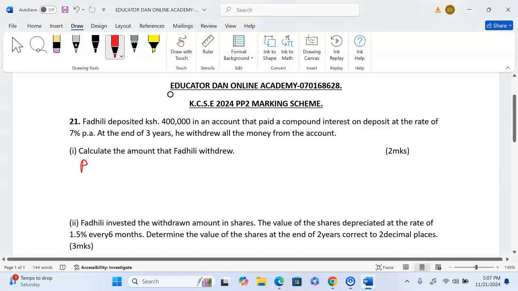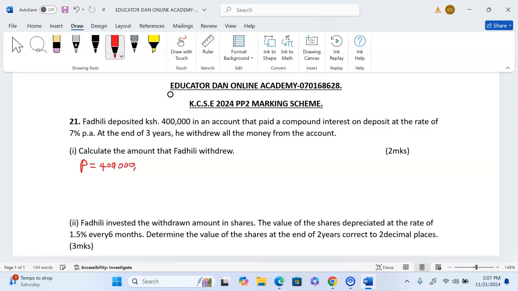The amount deposited gives us our principal, which is 400,000. The amount was deposited for 3 years, which is our N, and the rate of interest was 7%. So we are supposed to calculate the amount. And amount is given by principal into 1 plus rate over 100, then we raise it to N. The amount is what we don't have, but the principal is 400,000 into 1 plus the rate, 7 over 100, then everything raised to N.